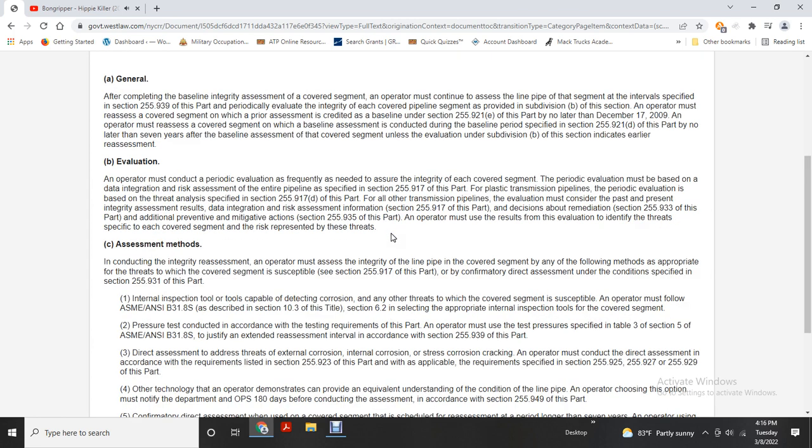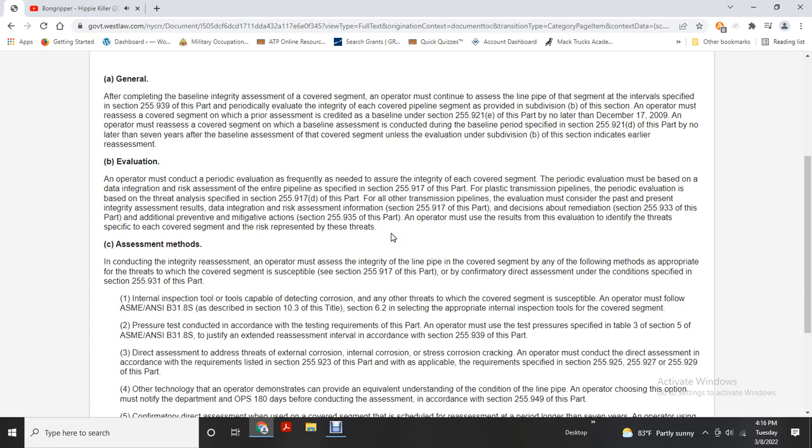Evaluation: operator must conduct the periodic evaluation at the frequency needed to ensure the integrity of the covered segment. The periodic evaluation is based on the data integration, reassessment of the entire pipeline as specified in 255-917. Plastic transmission pipeline periodic evaluation is based on the threat analysis, section 255-917D of this part. For all other transmission lines, evaluation must consider the past and present integrity assessment, the data integration and risk assessment information, the decision about remediation, and additional preventive and mitigative risk actions.